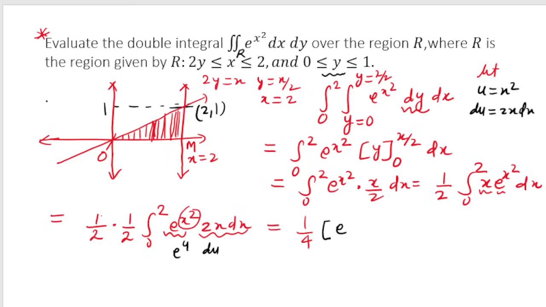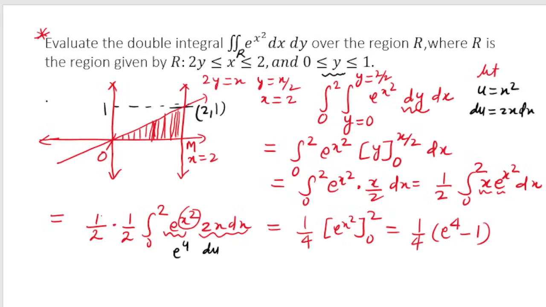So if I write it like this, e to the power x square, and the limit is 0 to 2. I have not changed it into u, because then I would have to change the limit accordingly. So I just kept it in terms of x only. But I hope you have understood that it is e to the power x square. So x square I am taking u, 2x dx is du, so e to the power u du is e to the power u, which is x square. Now if I put the limit, I will get 1 by 4, and e to the power x square means e to the power 4, minus e to the power 0, that is equal to 1. Okay, so this is how the solution of this problem can be done.